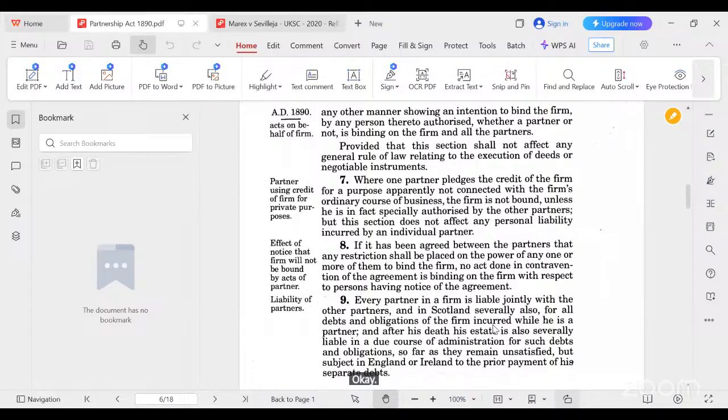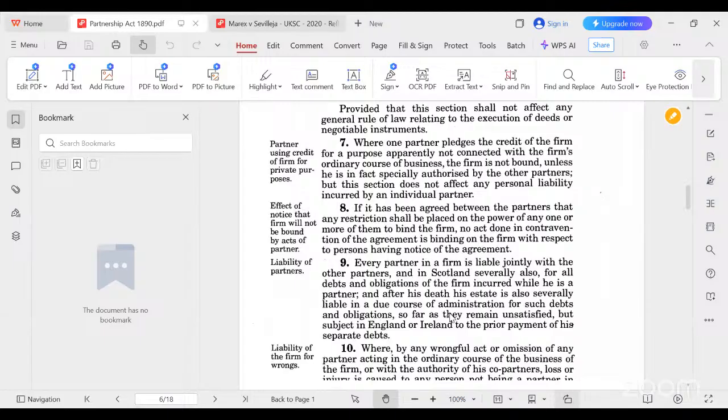Now, we quickly look at 9 and 10, just to demonstrate the mandatory nature. That's what we are trying to use these sections I'm reading as examples of mandatory provisions. Section 9 says, every partner in a firm is liable jointly with the other partners, and also severally, for all debts and obligations of the firm incurred while he is a partner, and after his death, his estate is also severally liable in due course of administration for such debts and obligations, so far as they remain unsatisfied, but subject to prior payment of his separate debts.